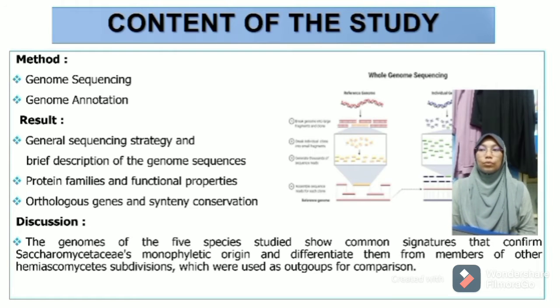There are 2 methods, which are genome sequencing and genome annotation. The result is a general sequencing strategy and brief description of the genome sequences, protein families and functional properties, and also orthologous genes and synteny conservation. Discussion: the genomes of the 5 species studied show common signatures that confirm the Saccharomyces monophyletic origin and differentiate them from members of other Hemiascomycetes subdivisions, which were used as outgroups for comparison.